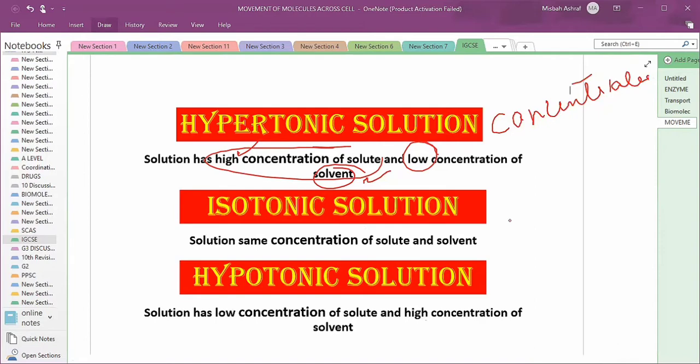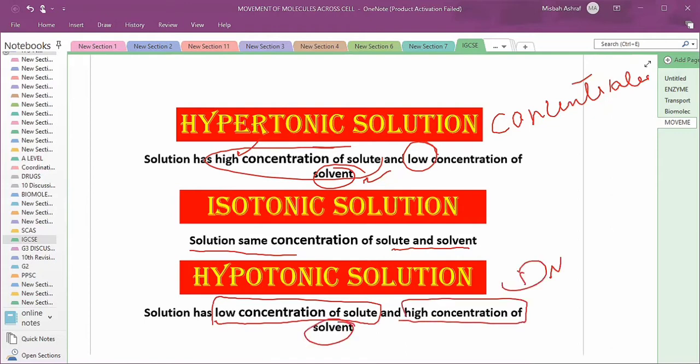Another is the isotonic. Isotonic has the same concentration of solute and solvent. Hypotonic has a low concentration of solute. It is opposite to hypertonic, and has a high concentration of solvent. It's also known as the dilute solution.